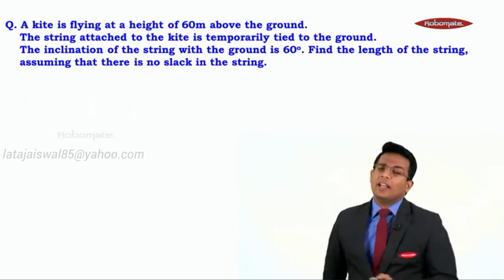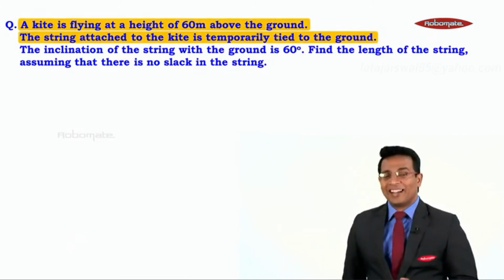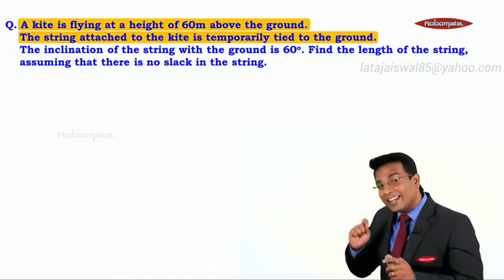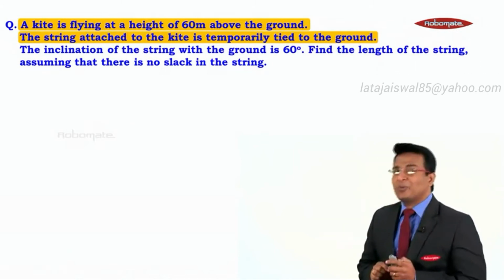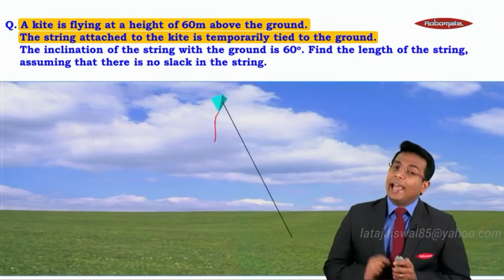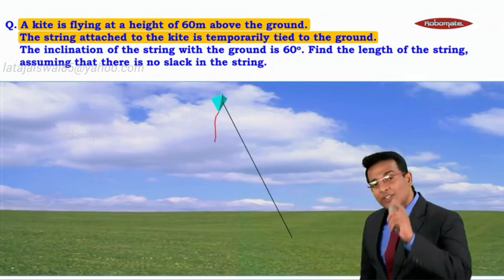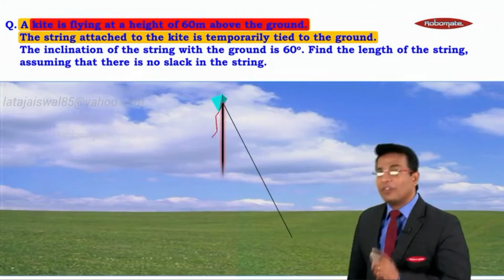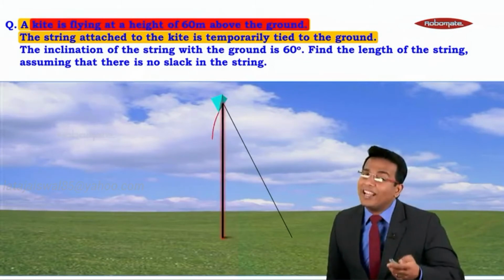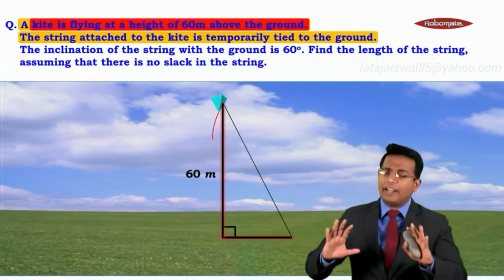It's very easy. It says the kite is flying at a height of 60 meters above the ground, right? And the string attached to the kite is temporarily tied to the ground. So we have a scene like this. And the kite is at a height of 60 meters above the ground. That means the distance of that kite from the ground, when we talk about the distance, it is a perpendicular distance, and that distance is given as 60 meters.